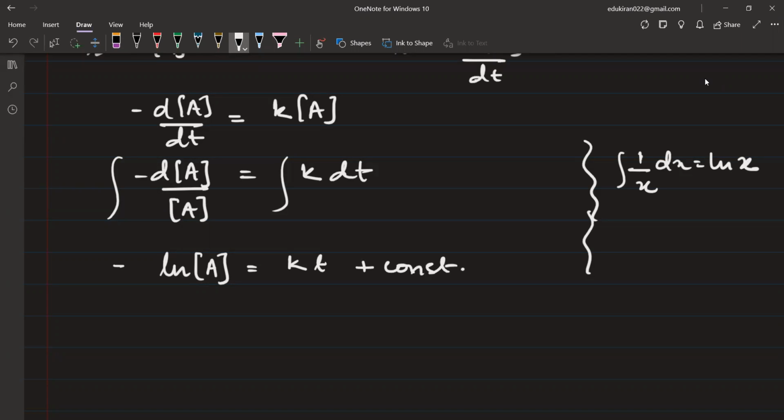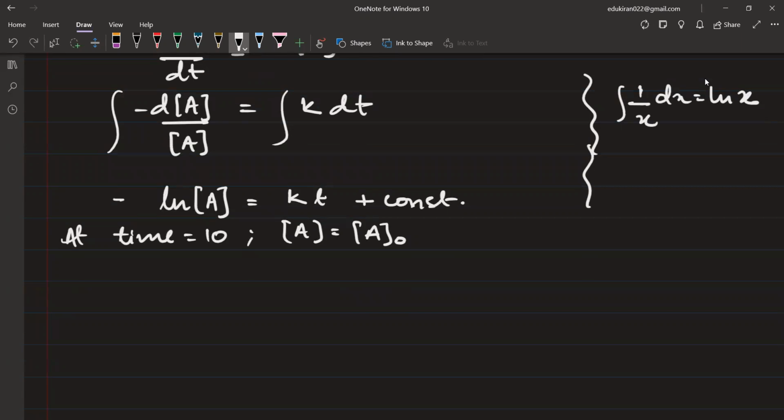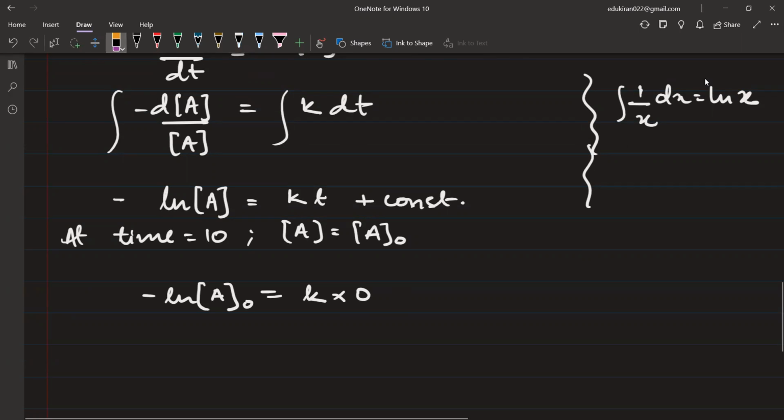This is the integration constant. Now we have to calculate the constant. What will be the constant? We'll write at time is equal to 0, the concentration of A will be equal to A naught, right? Because initial concentration. And then we can write this complete equation. So when we are writing the equation for time 0, we will write minus of ln A naught, which will be equal to k into time is equal to 0 because we are just starting, plus the constant C. So as you can see, C is equal to what? Minus of ln A naught.